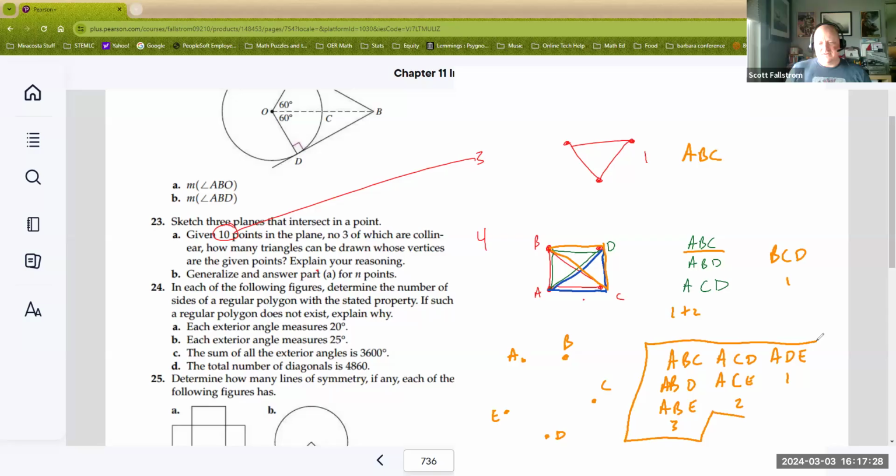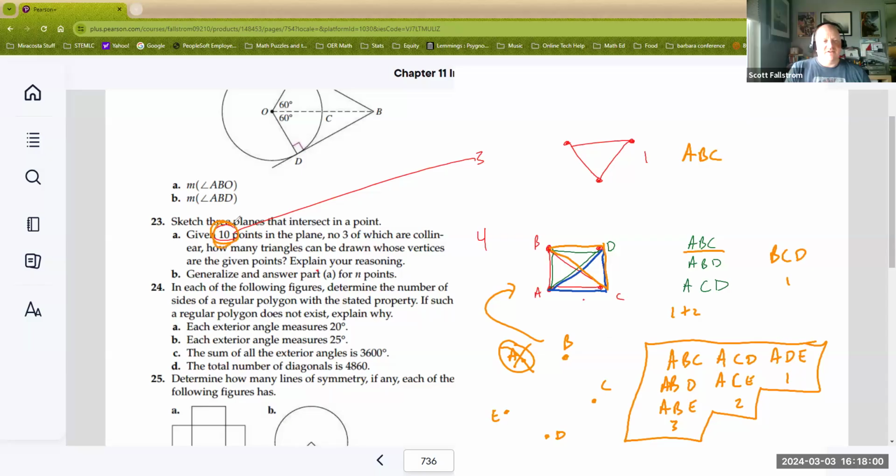Every one of these includes A. So now what you can do is say, okay, wait a minute, what if I removed point A? Remove point A and do the rest of them now with B, C, D, and E. And you already did that problem right up here, and you found that it was 1 plus 1 plus 2. So it's basically 1 plus 2 plus 3 plus 1 plus 2 plus 1.